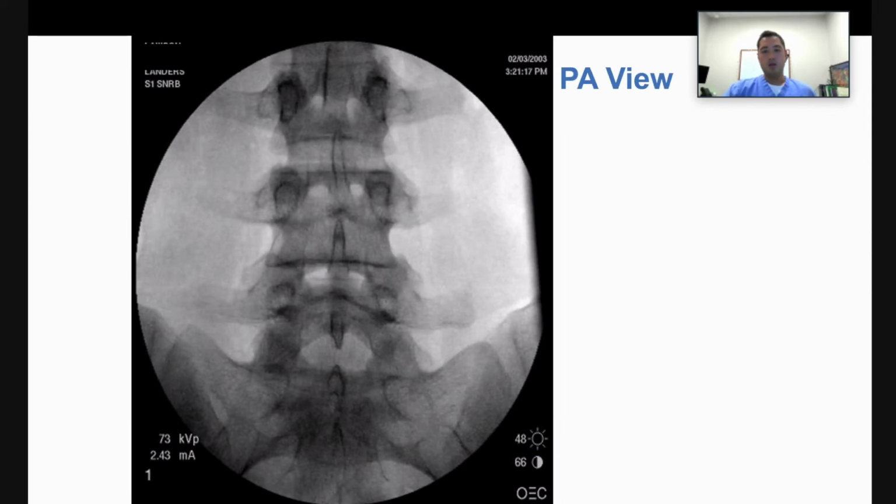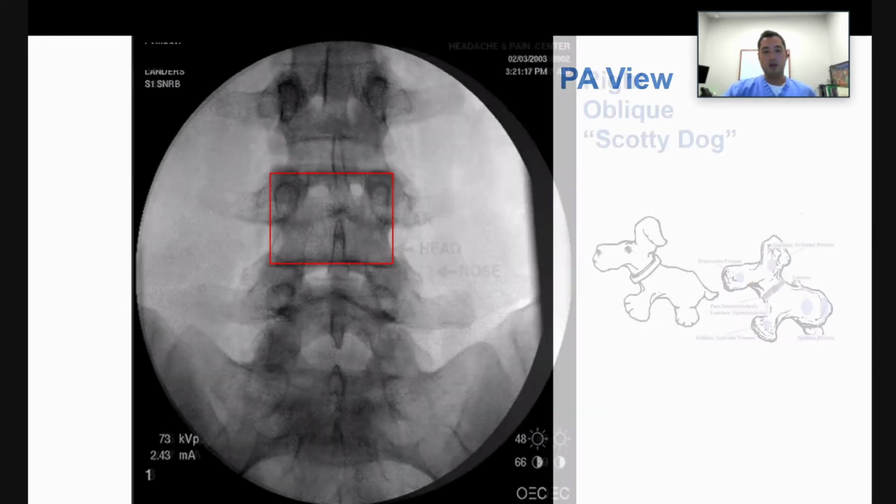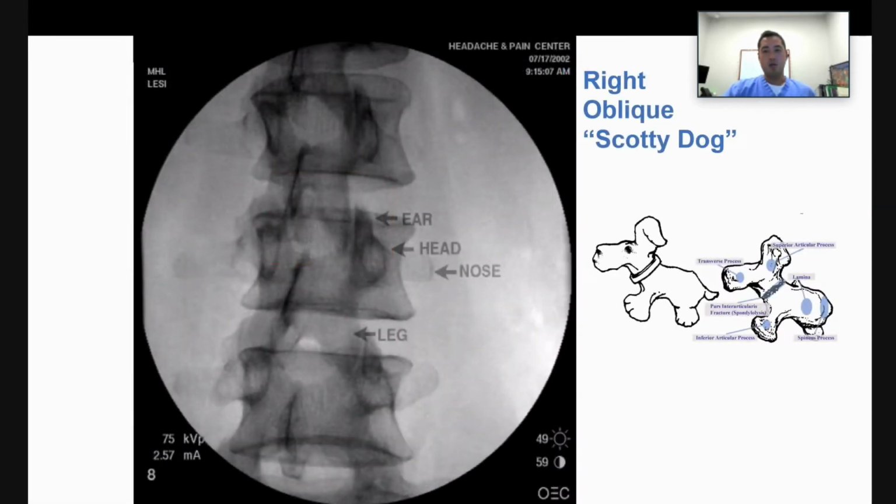So when you're looking at different components under fluoroscopy, you have to be reminded this is a posterior to anterior view. So left is left, right is right. Here I've outlined the vertebral body. And then when you oblique the C-arm, you may hear the term Scotty dog. So what does that correlate with? Here we oblique the C-arm towards the right. And when you're looking at what we call a Scotty dog, you have the ear up here, you have the head, the nose, and the leg.